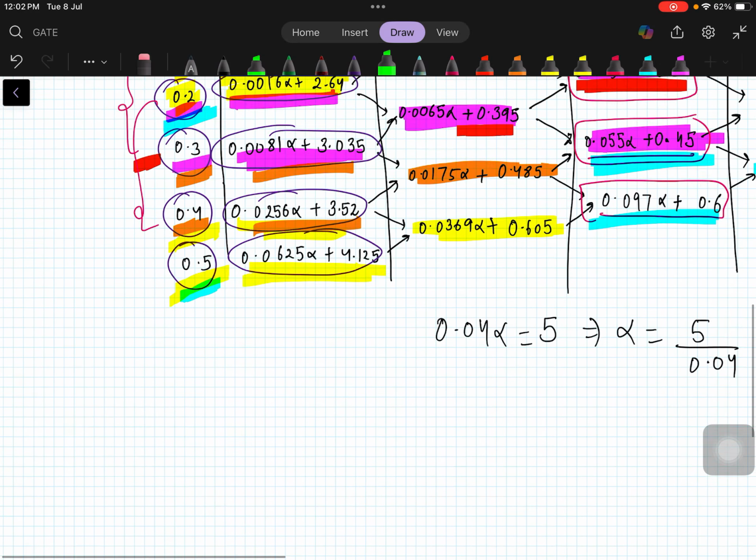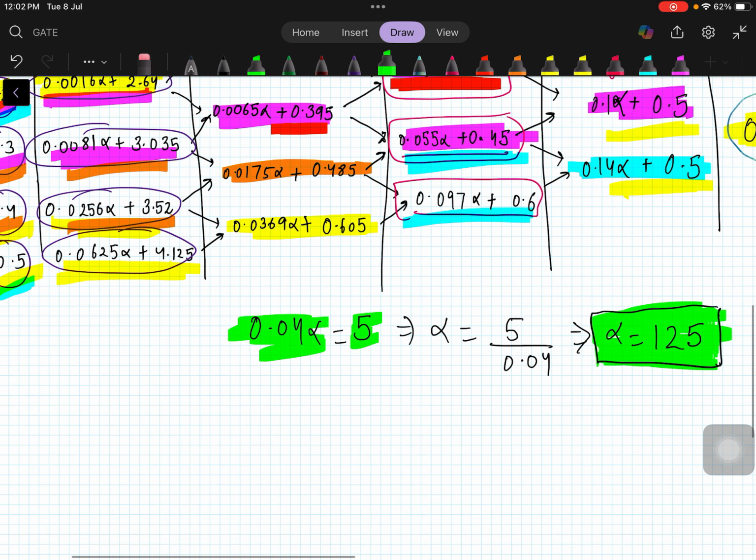So we'll use it, we'll make the fourth order divided difference equal to 5, and from there we get the value of alpha as 125. So this is our answer.